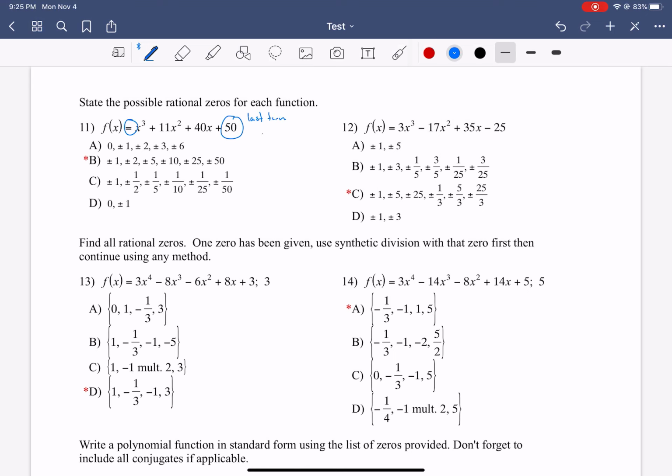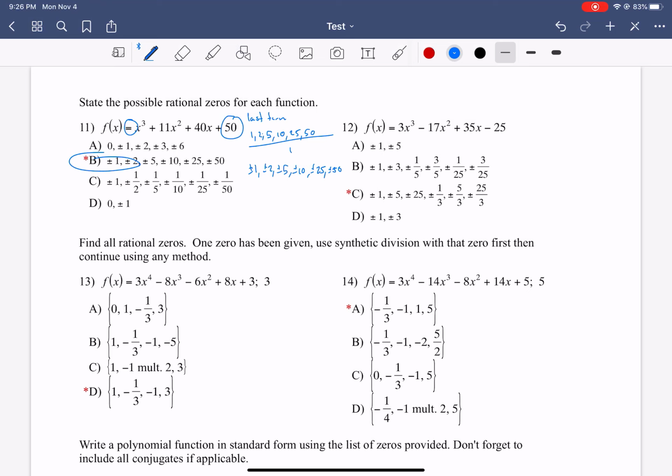So that means all the factors of 50 divided by all the factors of 1. So that's 1, 2, no 3, no 4, 5, 6, 7, 8, 9, no 10, yes, 25, 50. And the only factor of 1 is 1. So that's how we get plus or minus 1, plus or minus 2, plus or minus 5, plus or minus 10, plus or minus 25, plus or minus 50.